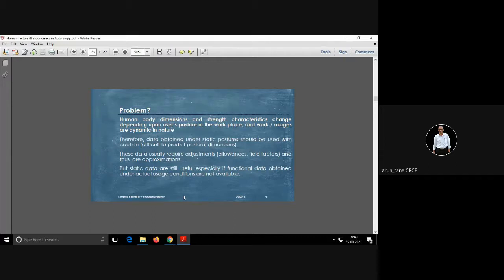So of course there will be problems for data collection. Human body dimensions and strength characteristics will change depending upon the posture. It depends on how to apply the strength, what kind of posture you take. Like if you are bending down, you cannot apply much force, but if you are standing, you will be able to apply good force. So human body dimensions and strength characteristics are very dynamic. Why is it challenging? Because the forces will depend on the posture, what kind of posture you take.